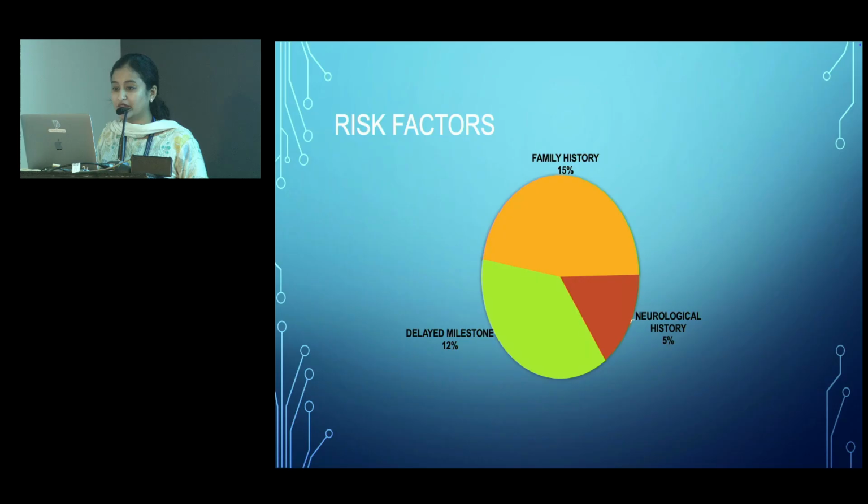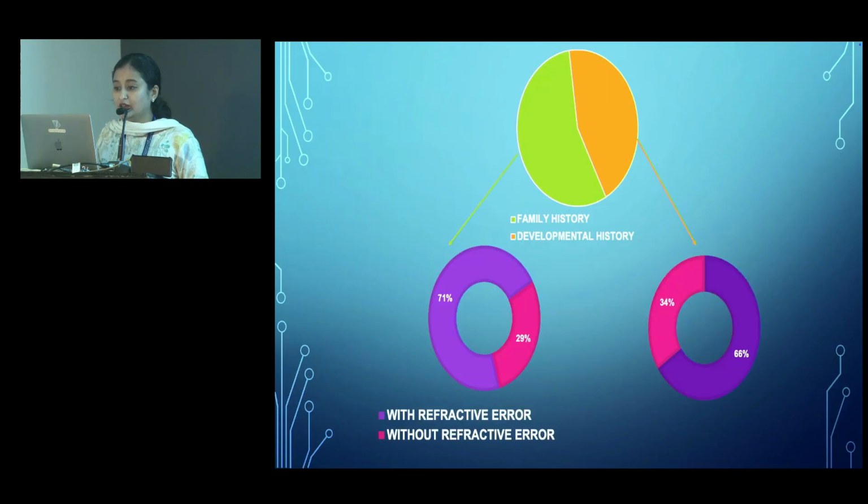and myopia. And the risk factors involved were family history in 15% of infants, followed by delayed milestone in 12%, and neurological history in 5% of infants. In both family history and developmental history, more than half of infants showed refractive error.